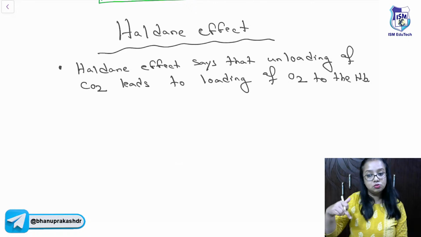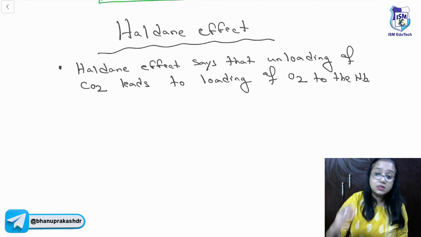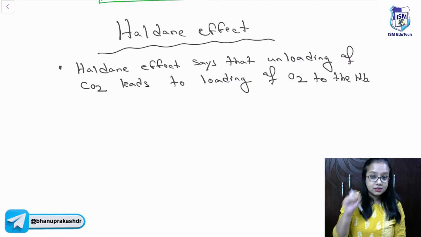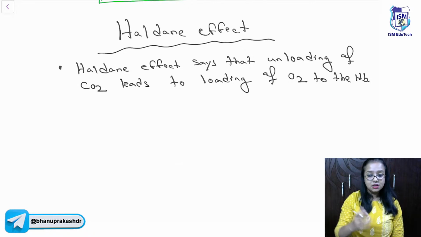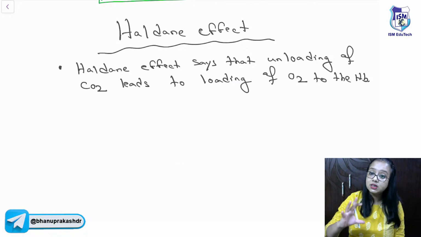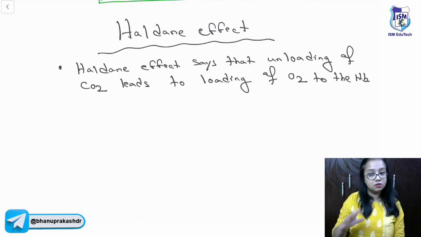Here you can think of it as an opposite of Bohr's effect. But here the emphasis is more on the carbon dioxide. Why more on the carbon dioxide? Because if the partial pressure of carbon dioxide and oxygen were the same in the inspired air, then oxygen would not have gotten a chance to bind to the hemoglobin, because carbon dioxide's capacity to bind to the hemoglobin is much more than that of the oxygen. But fortunately, the air that we are inspiring has a lot more oxygen compared to carbon dioxide.